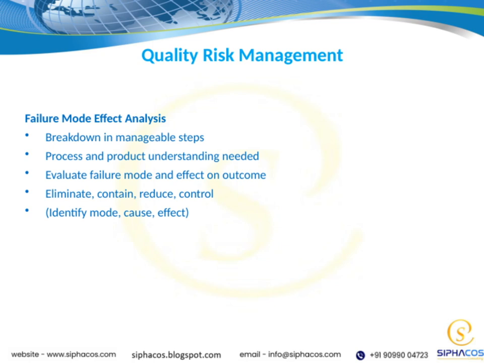Once we identify these potential failures, we consider different strategies to address them, eliminating the cause if possible, containing the issue, reducing its likelihood, or controlling it to prevent impact. Remember, key to this process is identifying the mode of failure, its cause, and the resulting effect. This systematic approach helps us manage risks effectively and ensures quality. That's where quality risk management comes into play. By assessing and controlling risks, we can improve product reliability and process robustness. Overall, FMEA is a powerful tool to proactively identify and mitigate risks, keeping our focus on delivering quality in every step.